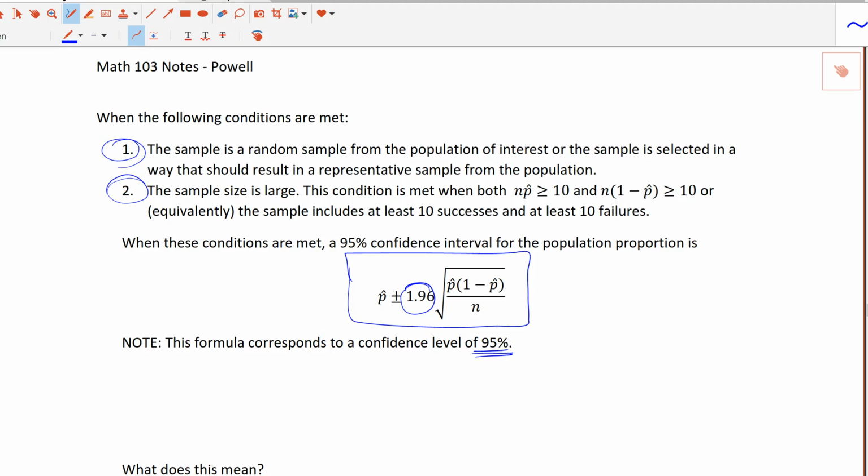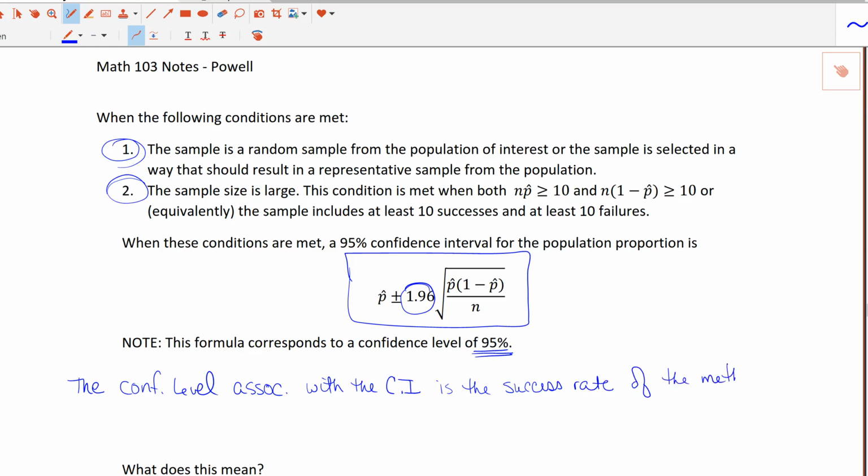And just so you recognize that the confidence level associated with the confidence interval is the success rate of the method used to construct the interval.